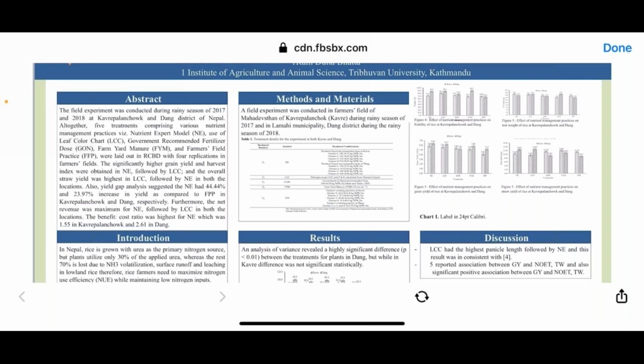Now, harvest index. The mean harvest index was 33.92% and 35.76% in Kavre and Dang, respectively. If you talk about harvest index individually, in Kavrepalanchok district, the highest harvest index was 38.52%, followed by leaf color chart with 38.47%. The lowest harvest index was found in farm manure, that is 29.20%.